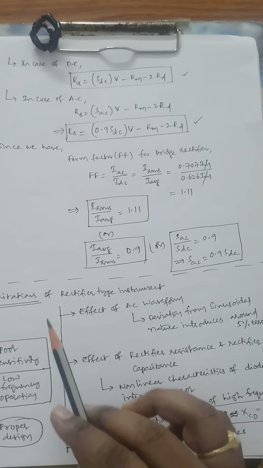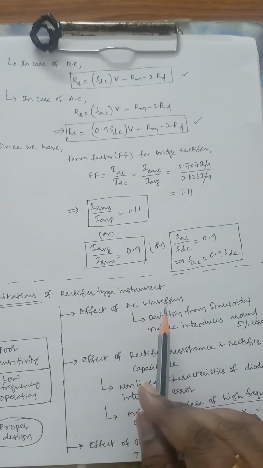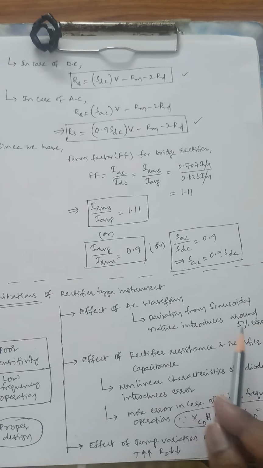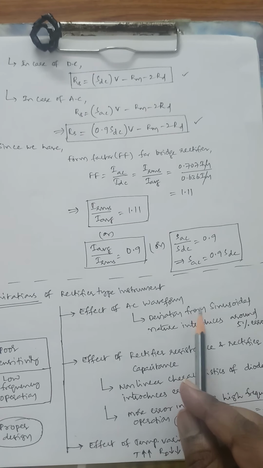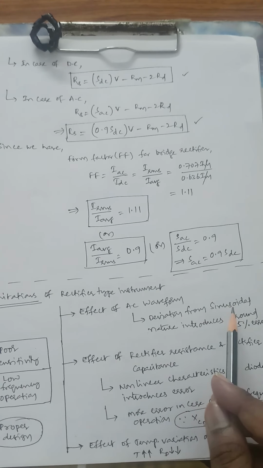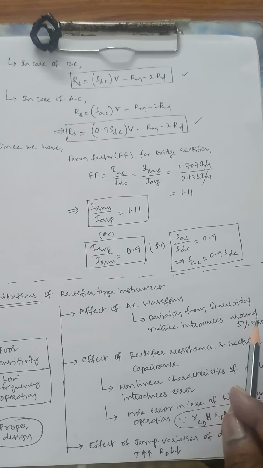Similarly, let us see the limitations of the rectifier type instrument. One is the effect of the AC waveform. Any deviation from the sinusoidal nature may introduce a 5% error. Instead of sinusoidal, we may take a triangular or square waveform; all are AC waveforms. But sinusoidal AC means it shall be purely sinusoidal. If any deviation is there, it is going to cause a 5% error.